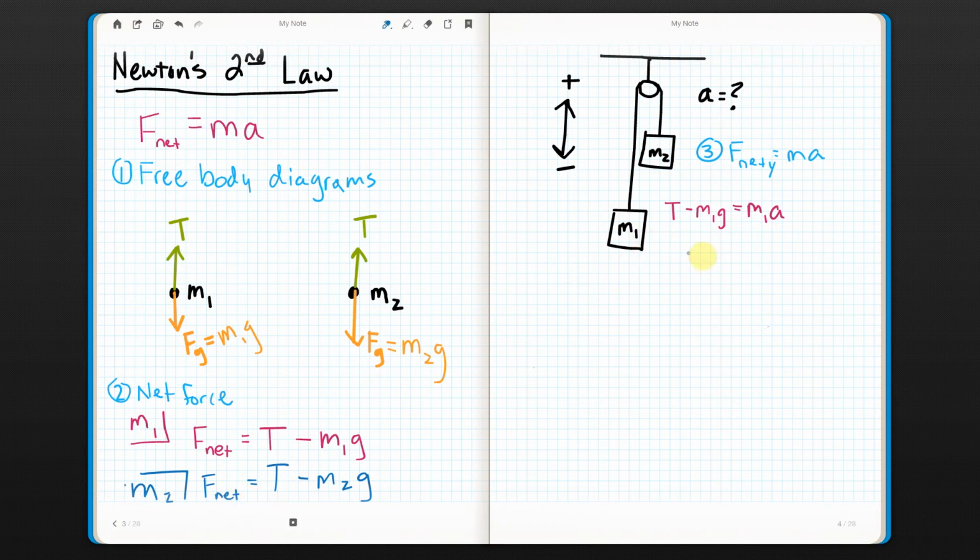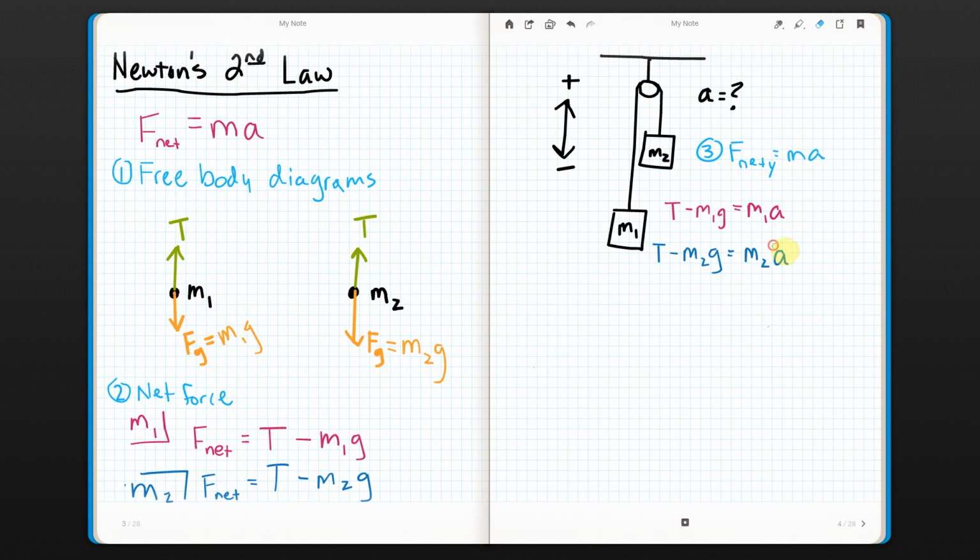this time F net is T minus M2G equals, and the mass is M2. Now, the acceleration is still A, but we have a little bit of a problem. I know that the number is the same both times because it's attached to a rope, but the direction should be opposite, because if M1 accelerates up, M2 has to accelerate down. So just to make sure that I know that it's opposite, I'm just going to throw in a negative on this thing right here. In the next step, I'm going to pull this negative out to the front, but actually, I'll just do it right now.